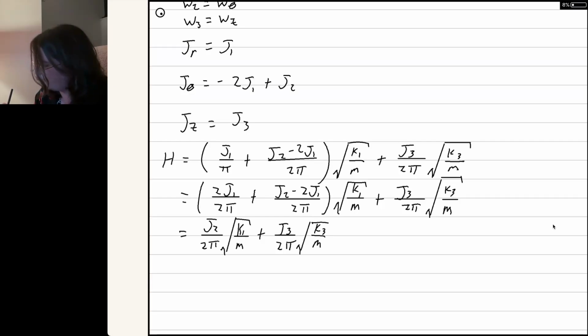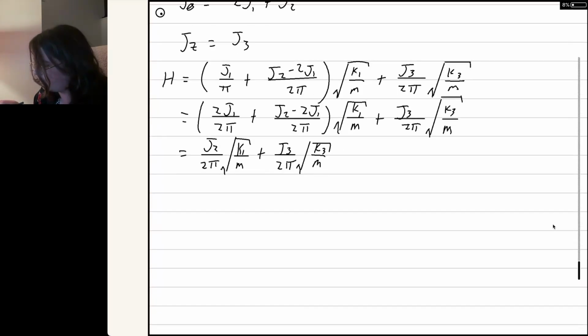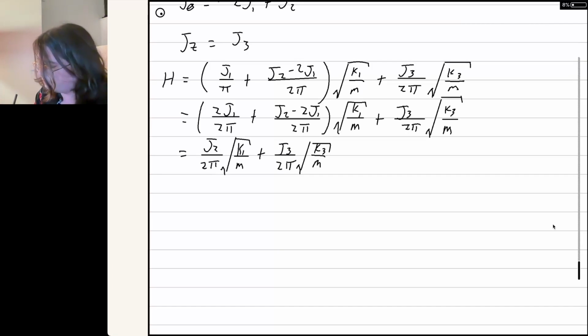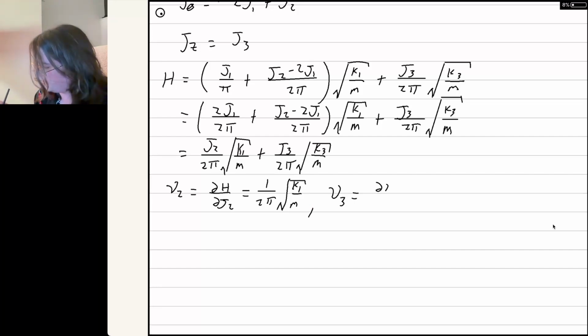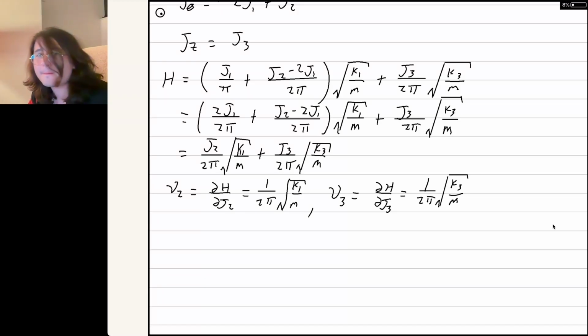Through the same process that we did before, we can calculate these new frequencies, which we'll call nu 2 and nu 3. nu 2 is del h del j2, which is now just 1 over 2 pi root k over m, and we'll have nu 3 be del h del j3, 1 over 2 pi root k3 over m. 2 frequencies, 3 springs. Interesting problem.